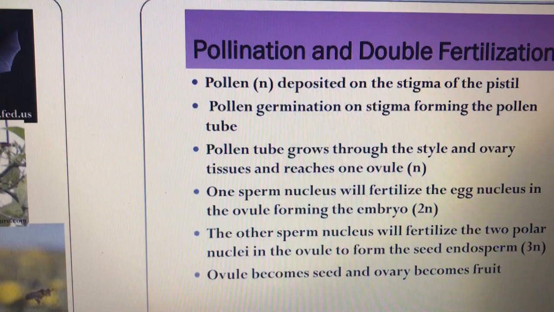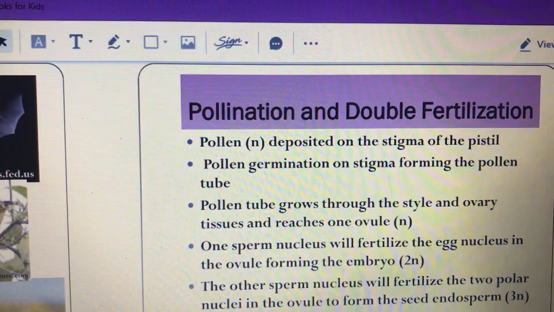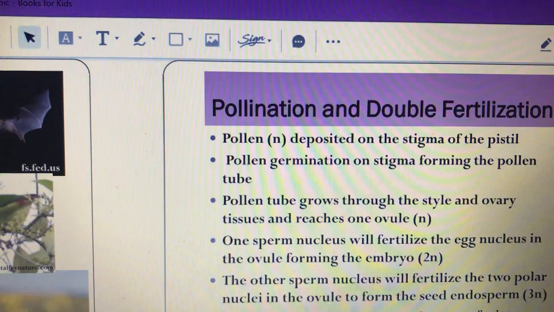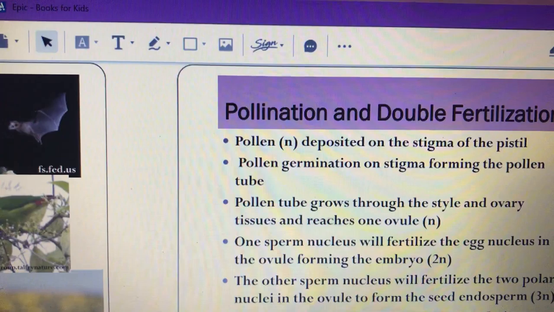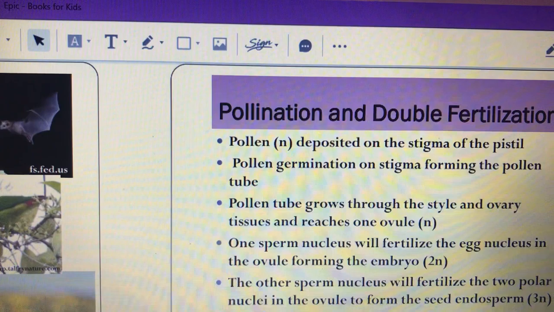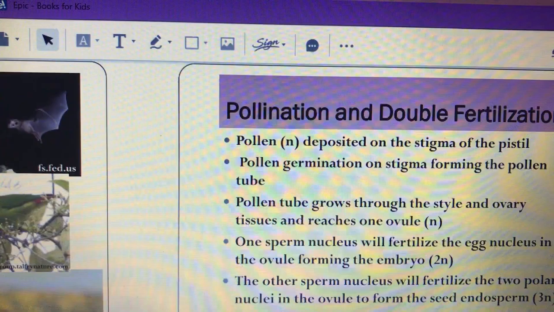So pollen is deposited on the stigma of the pistil. Pollen germination on the stigma forms the pollen tube. The pollen tube grows through the style and the ovary tissues and reaches one ovule. One sperm nucleus will fertilize the egg nucleus in the ovule, forming the embryo. The other sperm nucleus will fertilize the two polar nuclei in the ovule to form the seed endosperm. The ovule eventually becomes the seed and the ovary eventually becomes the fruit. Okay?